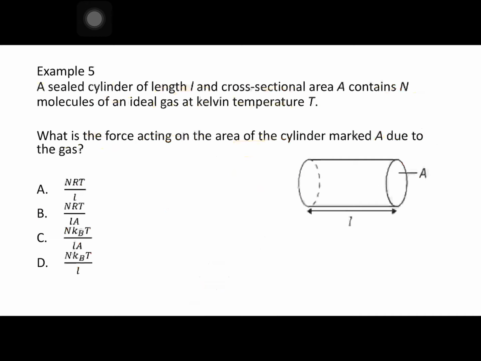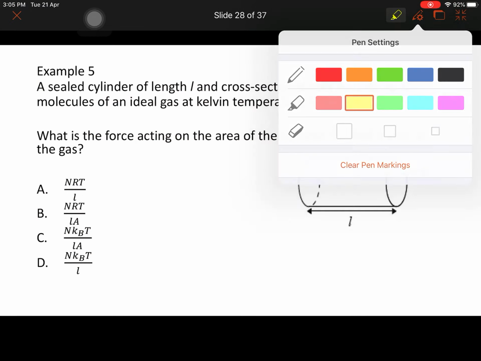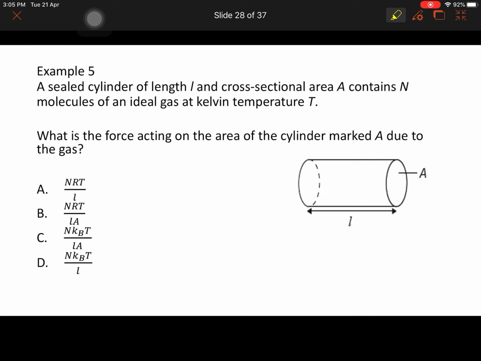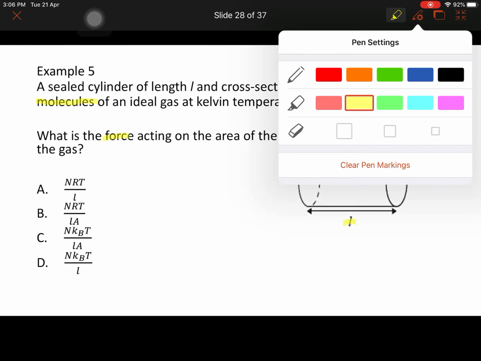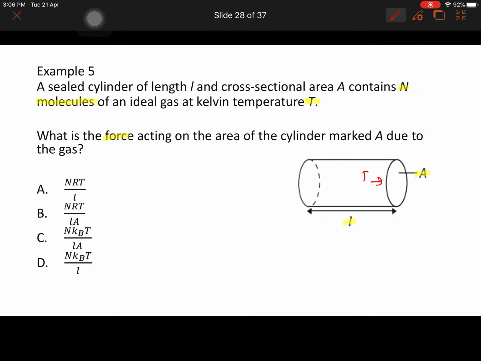Pause here and try example 5. Alright, for this question, let's highlight what's important first. They tell us that we have length L with cross-sectional area A. It contains n number of molecules and is at temperature T. The question asks us for the force acting on the area of the cylinder marked A due to the gas. So basically we want to find out what is the force in this direction here. So what do we do?